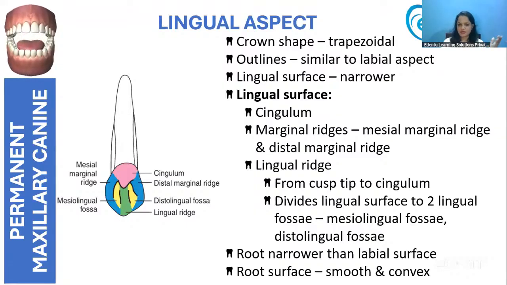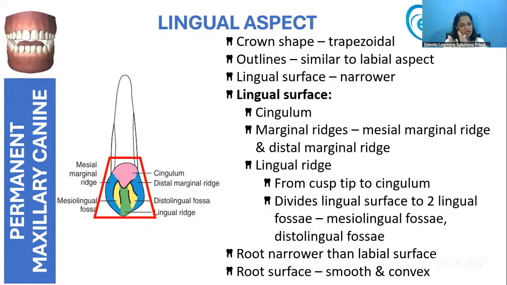Now coming to the lingual aspect, or the backside, or the palatal aspect of the maxillary canine. If you look at it, again the crown is trapezoidal in shape like this. Two parallel lines will be seen and the non-parallel areas will also be there, so that makes it a trapezoidal shape overall. Almost all the outlines, like the mesial outline, the cervical outline and the incisal outline, are similar to the labial aspect. The mesial slope is short and the distal slope is longer.